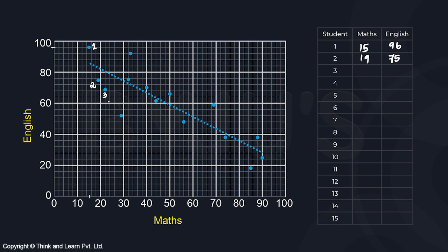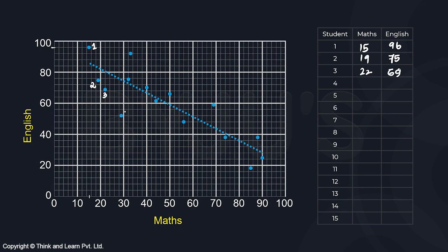Let's look at the third student. Let's say this is the third student. His score is 22 in maths. And his score is 64, 68, 72. So this is just below 70. So this is going to be 69.